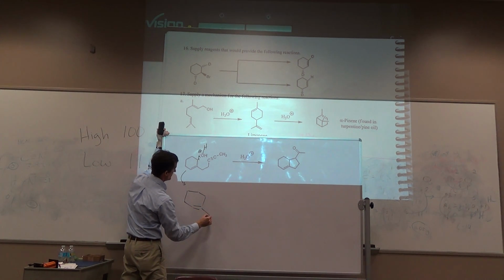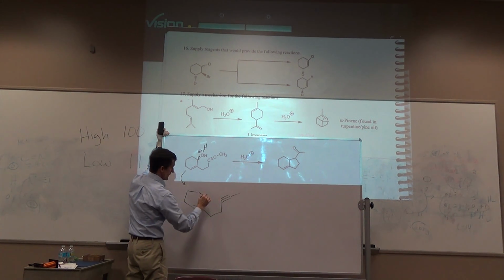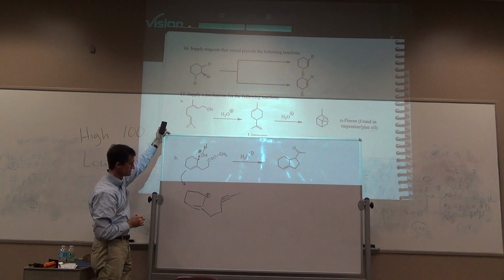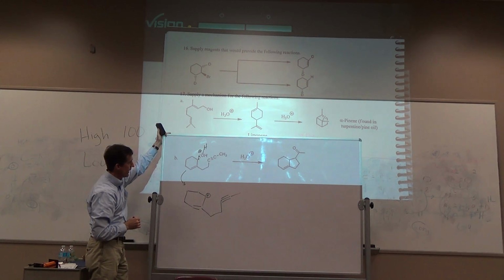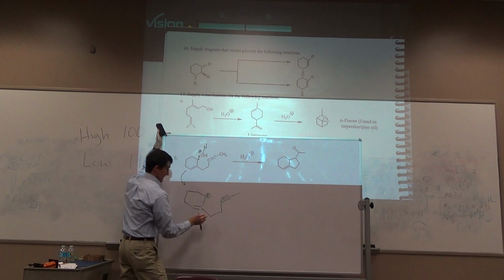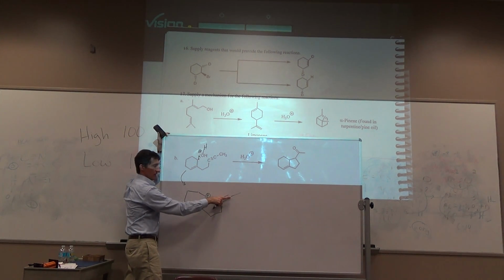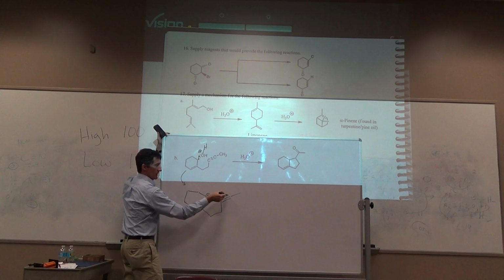Here, boom, boom, boom. Cation there. Oh, I'm seeing a five-membered ring. Yes. This carbon bonds here. How could that happen? The electrons hinge over.